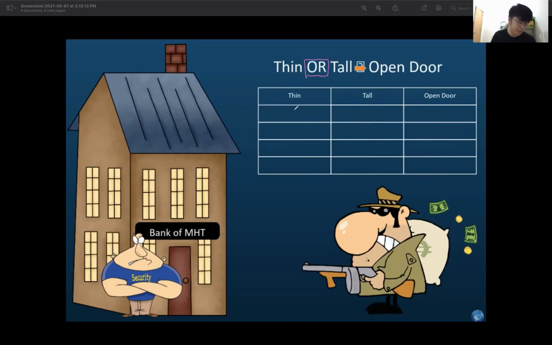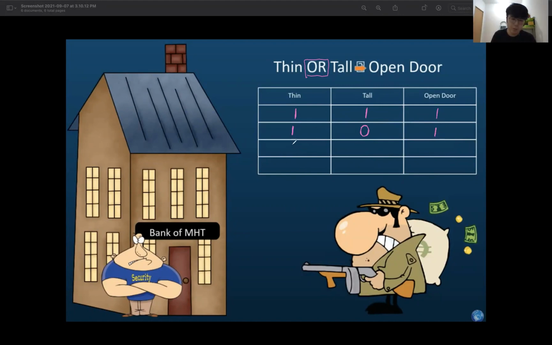Then again, the next day, the security has to make his judgment. The first customer comes, thin and tall. Does he open the door? Yes, right, open the door. Second customer is thin but not tall. Does he open the door? Answer is yes, right? Because one is fulfilled. So this is also 1.